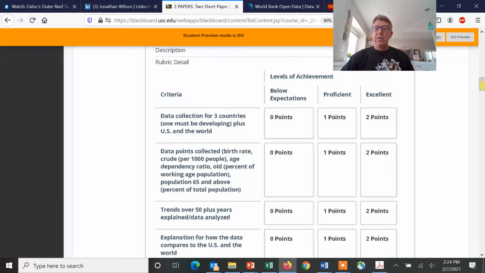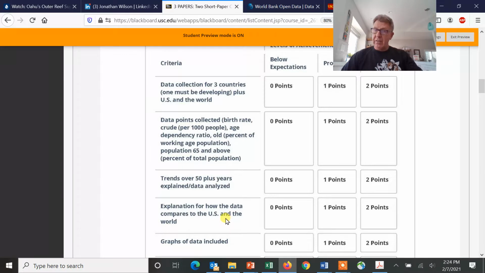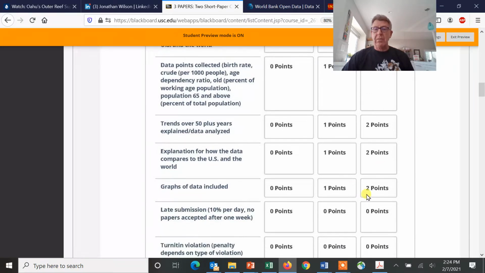rubric. Did you have 3 countries, the US and the world? That's 2 points. Did you collect data in the 3 different domains that we talked about right here? The birth rate, the old dependency ratio, and world population. 2 more points. Now we're up to 4 out of 10. Did you discuss the trends? 2 more points. Now we're up to 6. Did you explain how the data compares to the US? That's in the directions. You just have to read the directions and you guys will kill it in life. Not just this class, reading directions, period. Did you, according to the directions, include the graphs right there? And there's your 10 points.